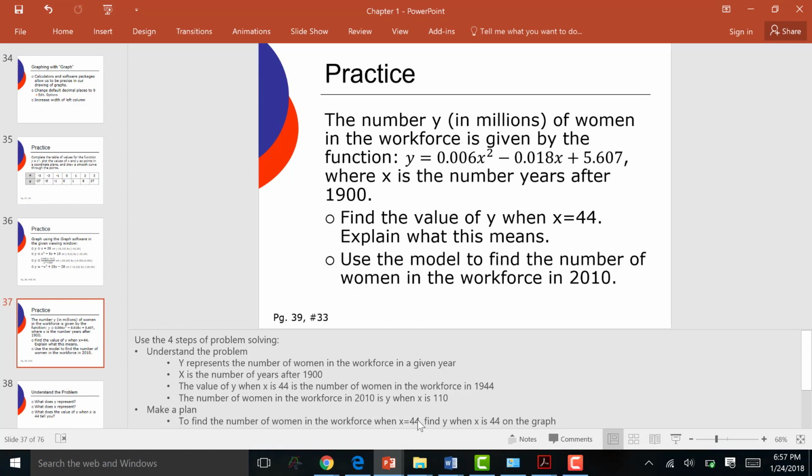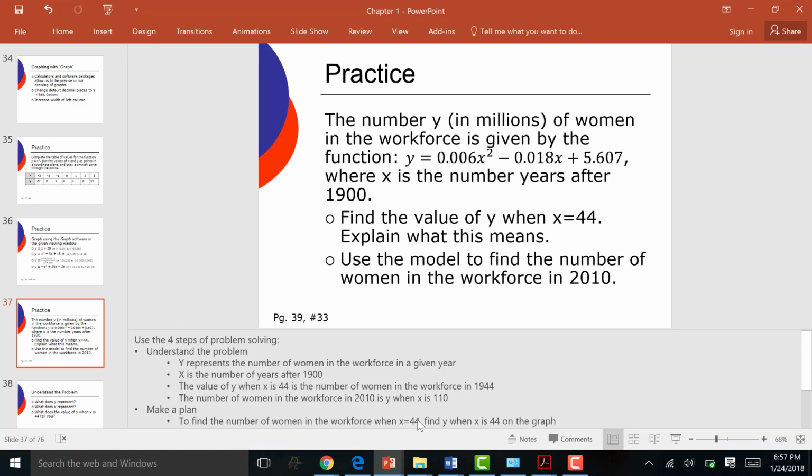Alrighty, bullet number 2: use the same model, which means use the equation we already have to find the number of women in the workforce in 2010. Well, here's the question. Do I plug X equal 2010 into my calculator? Say no. So what should I plug in? The number of years. I need the number of years.